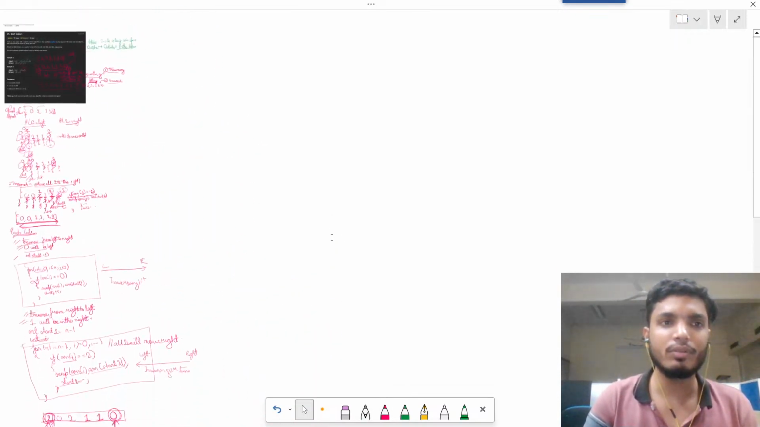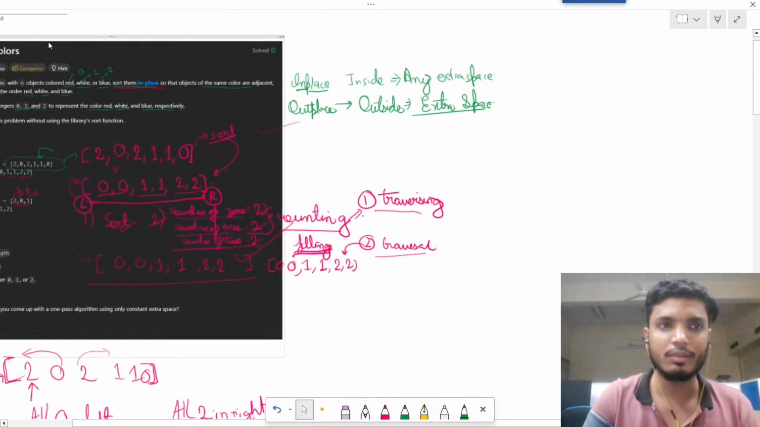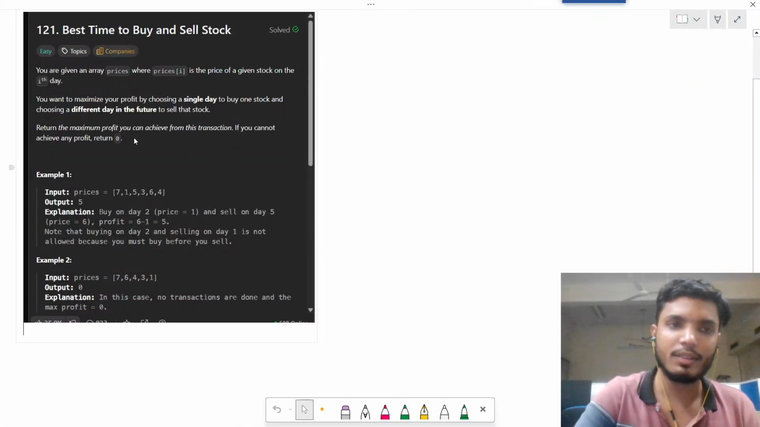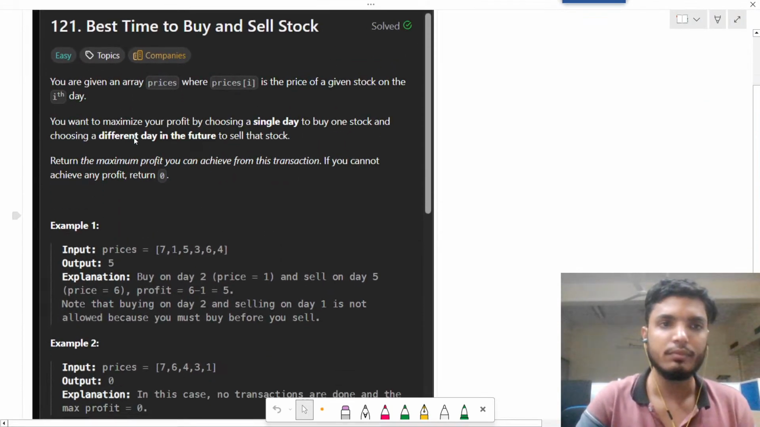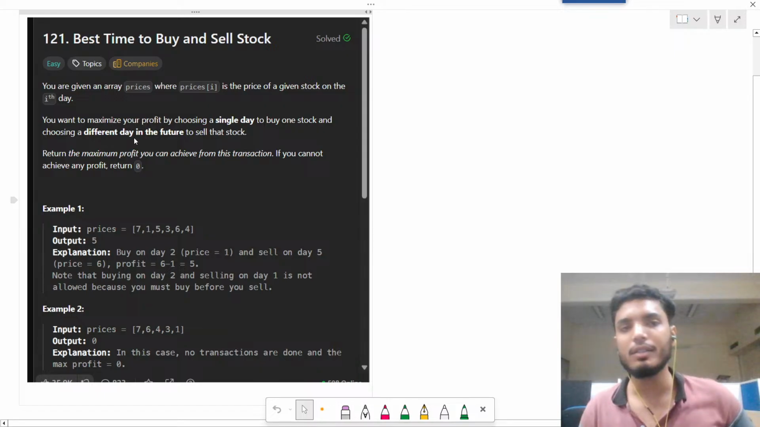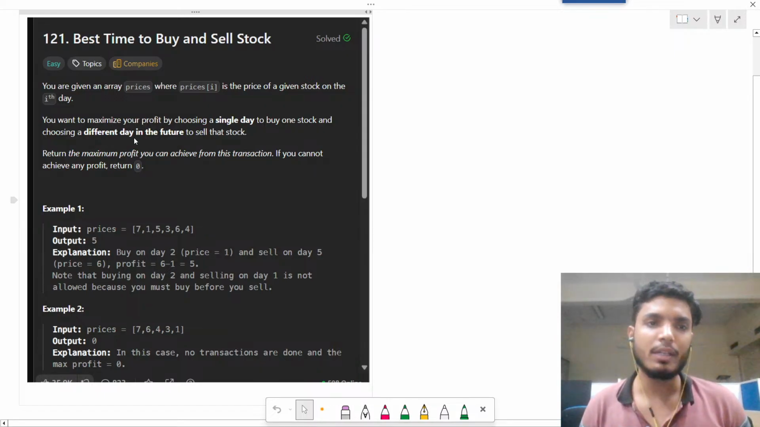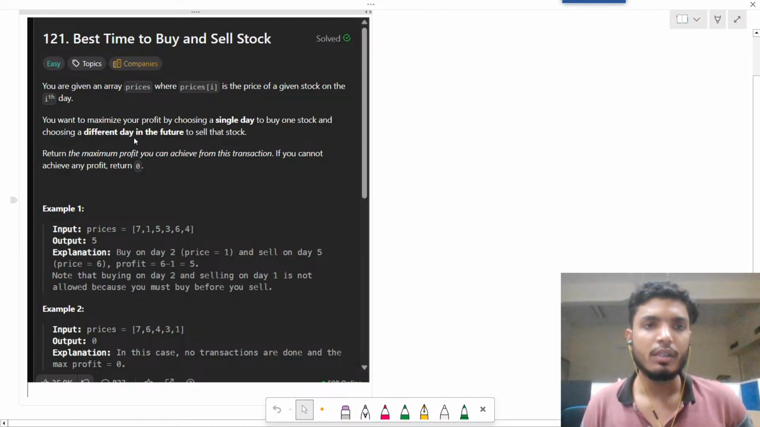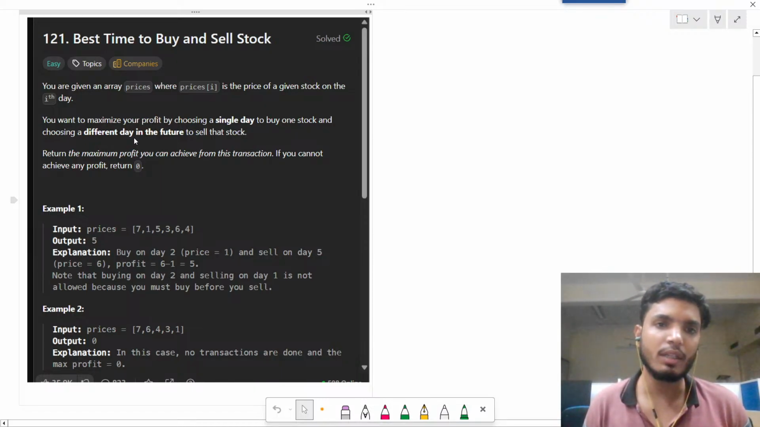Okay, so let's move on to the next problem, which was Best Time to Buy and Sell Stock. You are given an array prices where prices[i] is the price of the given stock on the ith day. You want to maximize the profit by choosing a single day to buy a stock and choosing a different day in the future to sell the stock. Return the maximum profit you can achieve from this transaction. If you cannot achieve any profit, return 0.